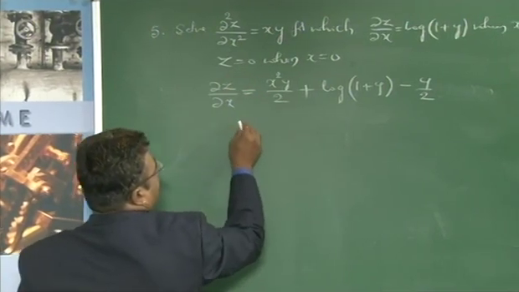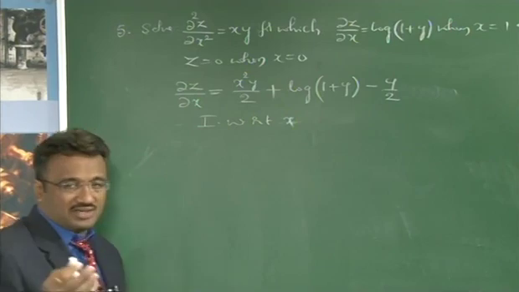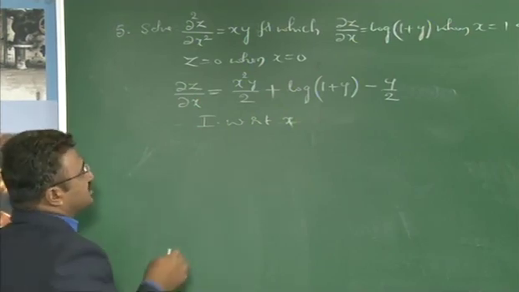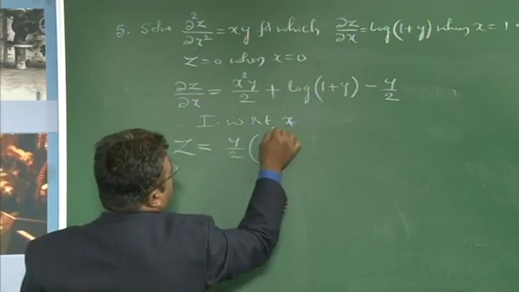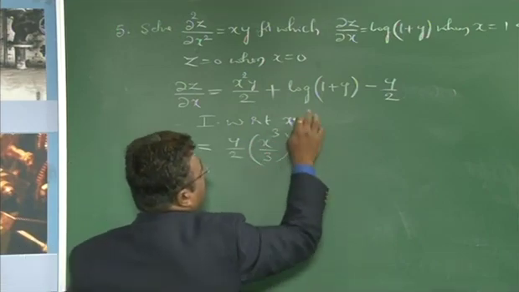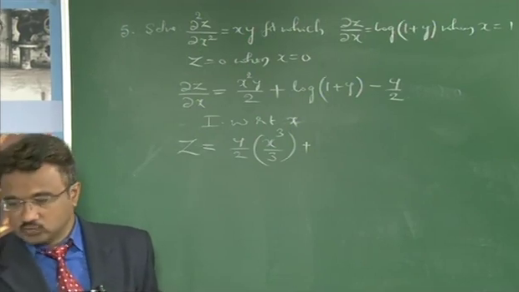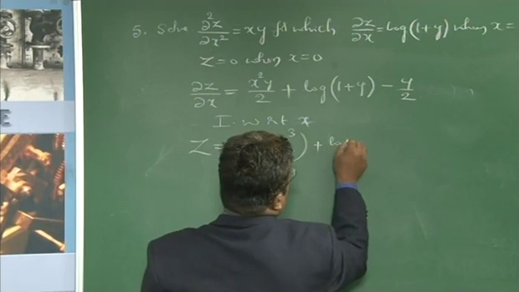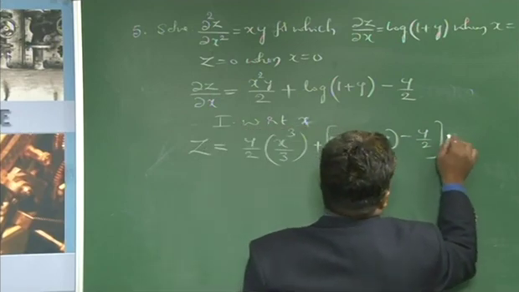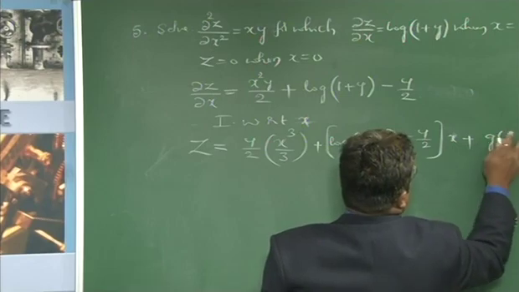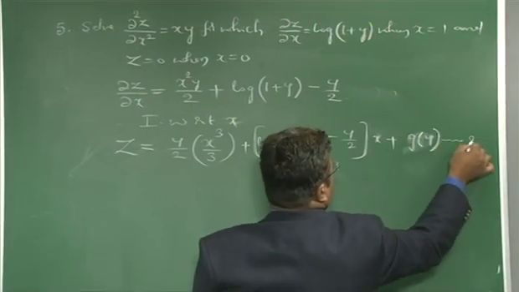Now I am going to extract the value of z. Integrate with respect to x partially, again, as already told in the beginning, 2 times. If you integrate with respect to x, this becomes your z. Here y/2 is a constant, the integration of x² is x³/3, plus log(1 + y) minus y/2, both constant, so times x, plus some g(y). Call this equation number 2.